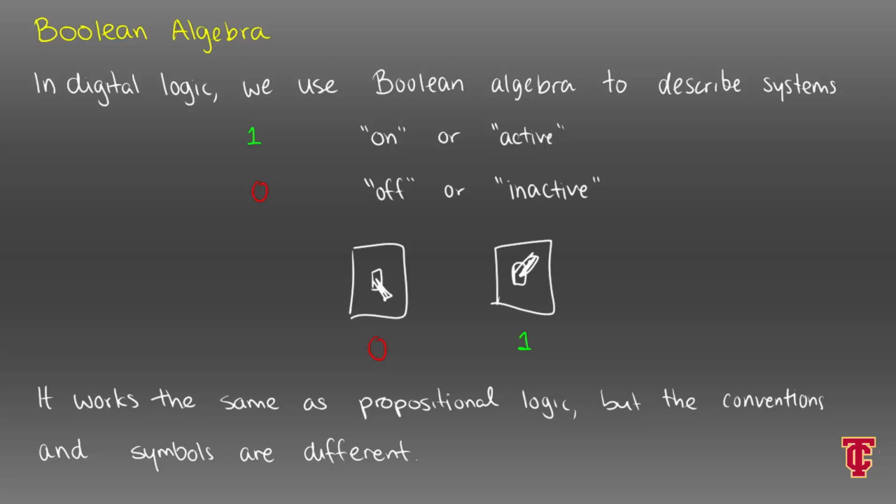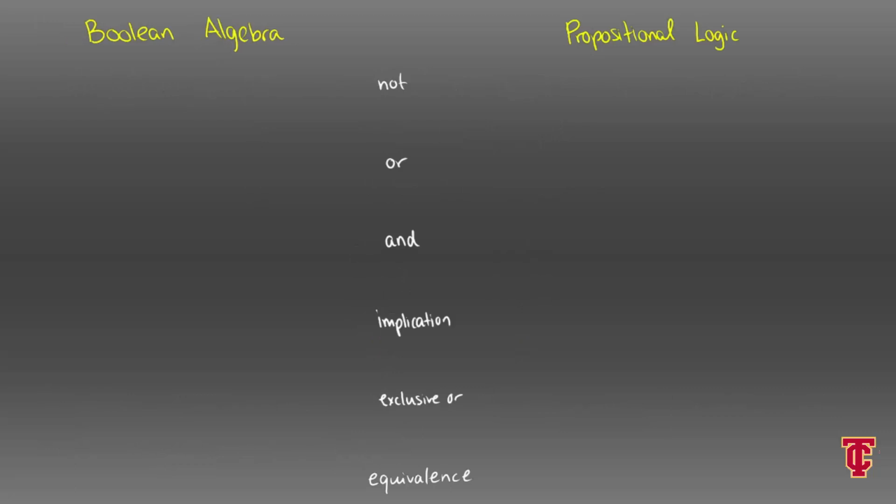So it's the same result as propositional logic, but the symbols and the connectives are all slightly different. So let's talk about those connectives in a little bit more detail. I'm going to compare the two side by side. So here are the different operators.